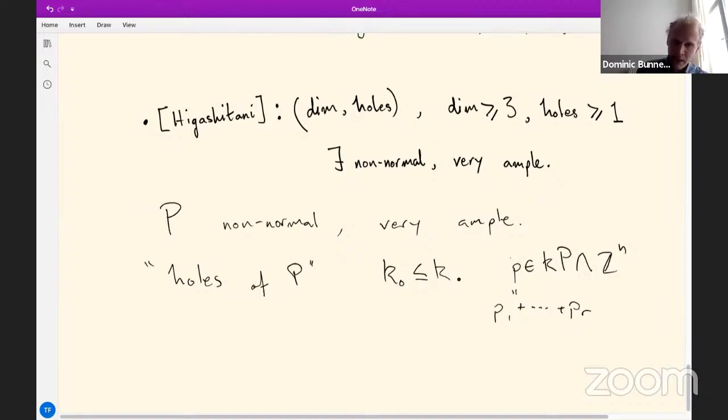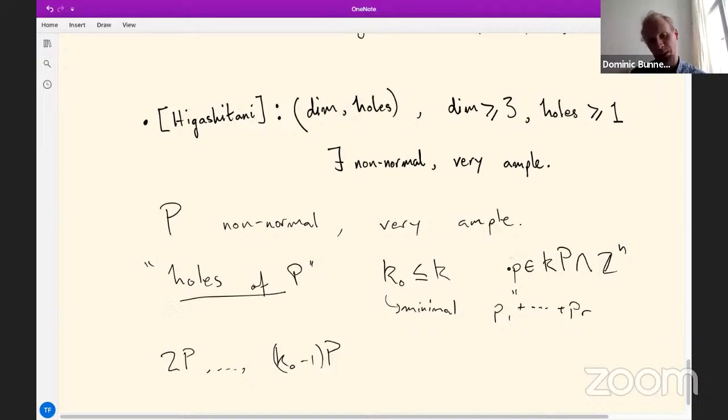But then what that means is, and we take this to be minimal, okay? So this is really minimal with this property. But this means that we have a finite set of polytopes between P, 2P all the way up to (K0 minus 1)P, okay? And in these polytopes we have lattice points which cannot be written as such a sum, okay? And this collection of lattice points are called the holes. So this is how we define the holes of a non-normal, very ample polytope.